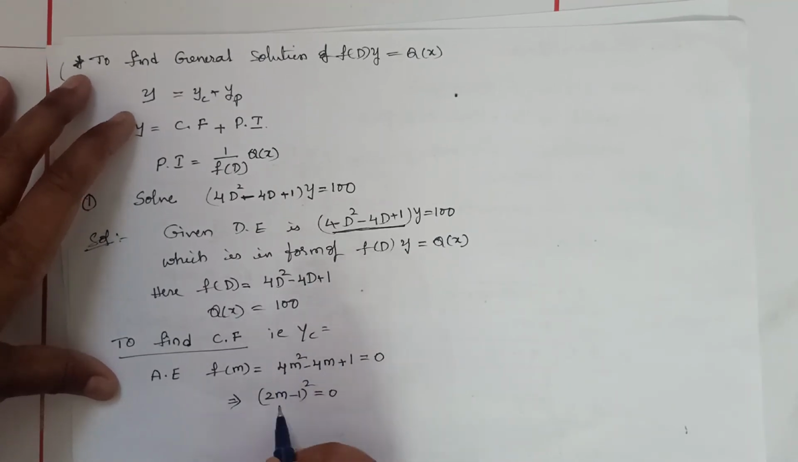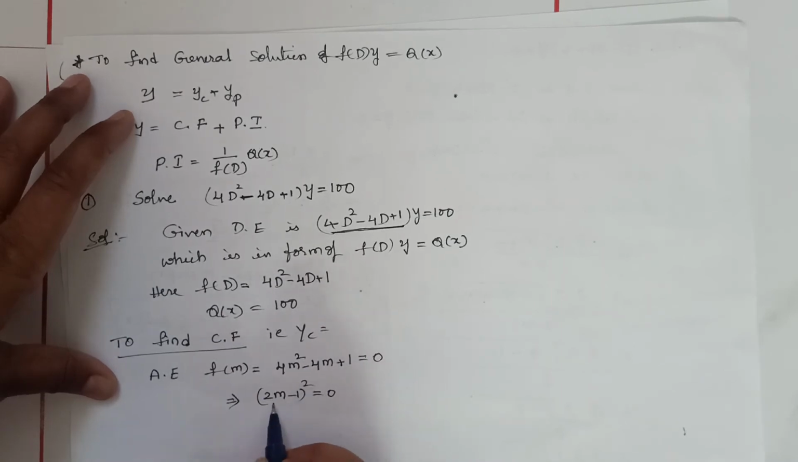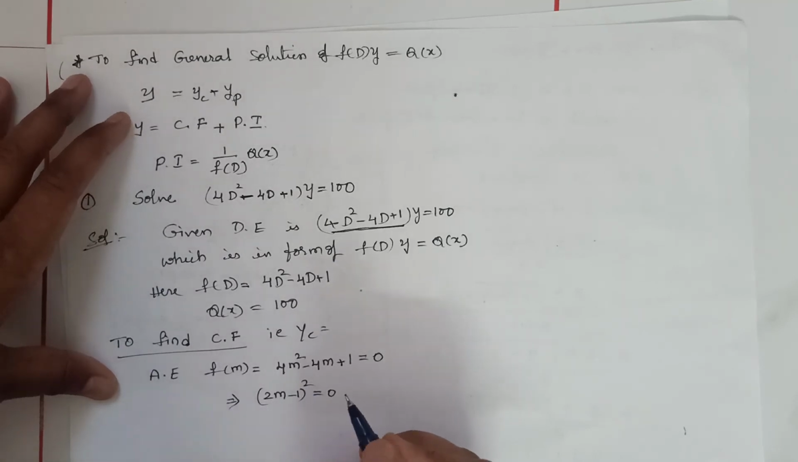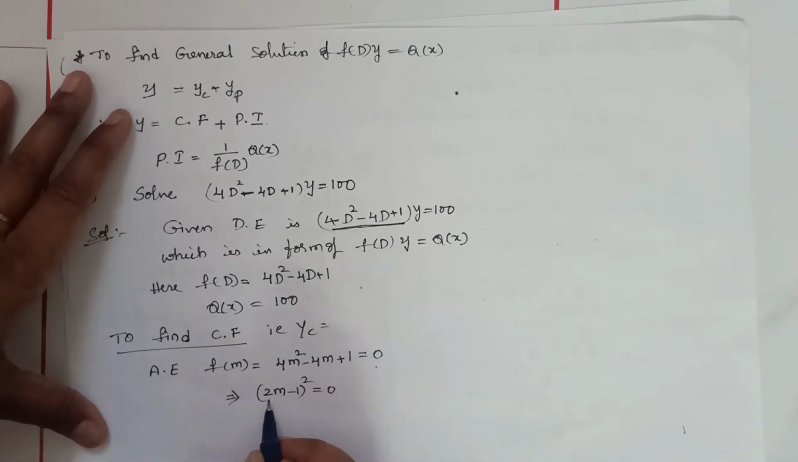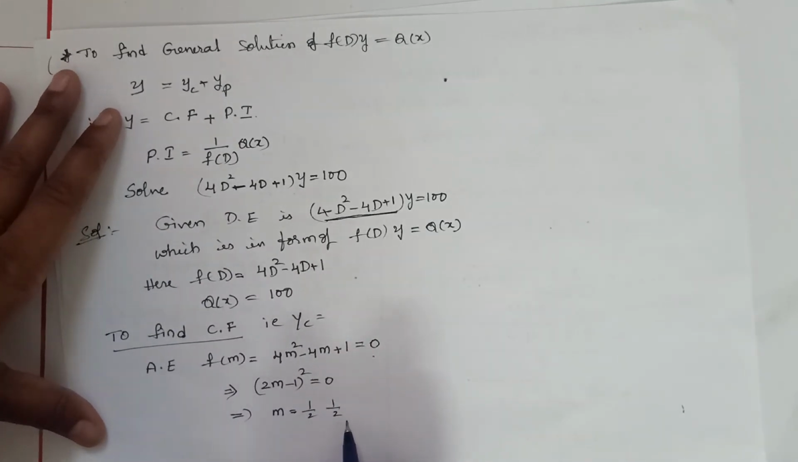Can we write this equation as (2m − 1)²? See, it is in the form of (a − b)². a² means 4m², plus b², that is plus 1, minus 2ab, that is minus 4m. So 4m² − 4m + 1 = 0 can be written as (2m − 1)² = 0. From this we get two roots for m, that is 1/2 and 1/2. These are the roots of the auxiliary equation 4m² − 4m + 1 = 0.